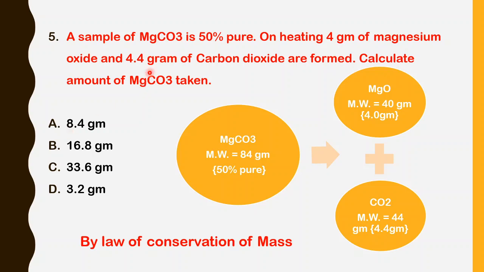But just look, we said that it is just 50% pure. If it is 100% pure, that is, if it is 100% magnesium carbonate, then only it will give you 4 gram of this and 4.4 gram of this. But the condition given is it is just 50% pure. So if you are taking a full 84 gram, actually it is working like 42 gram only. So if you take it as 168 gram, then it may behave like 84 gram. So we want that it should be 8.4 gram. So we have to take it as 16.8 gram, because it is just 50% pure. So the answer for this question will come as 16.8 gram.